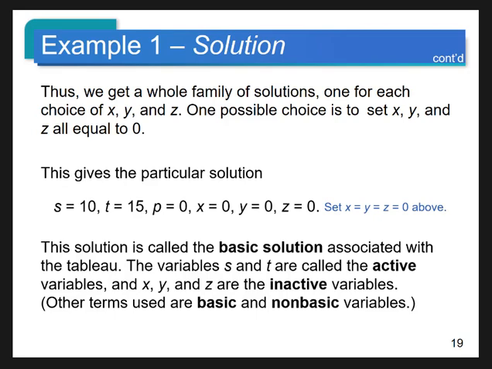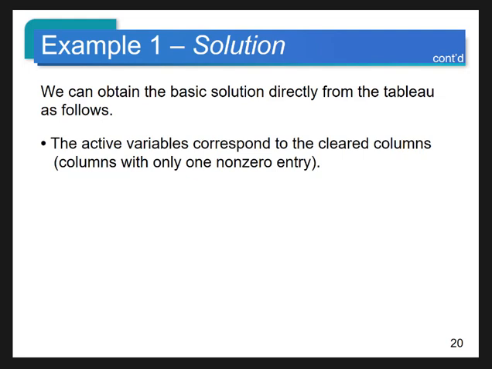So they look at these here. They call the S, T, and P active variables. They're the variables that are driving the action that we do here. The X, Y, and Z are the passive or inactive variables. They're telling us what to do, but they're really not doing anything with the solution. So to obtain these directly from the tableau, all the active variables correspond to the cleared columns. A cleared column means it has only non-zero entries.